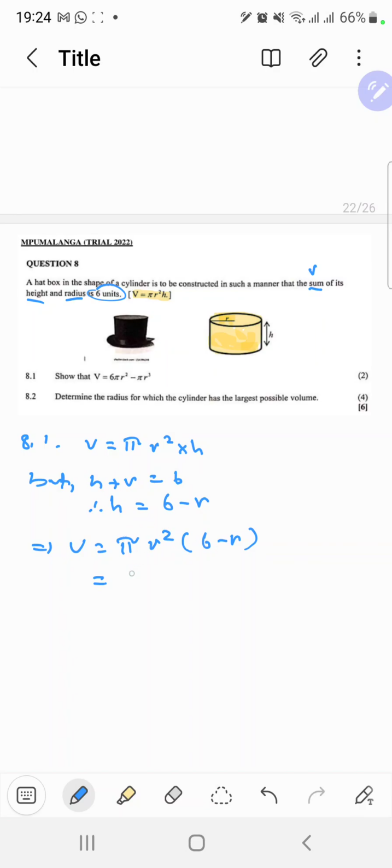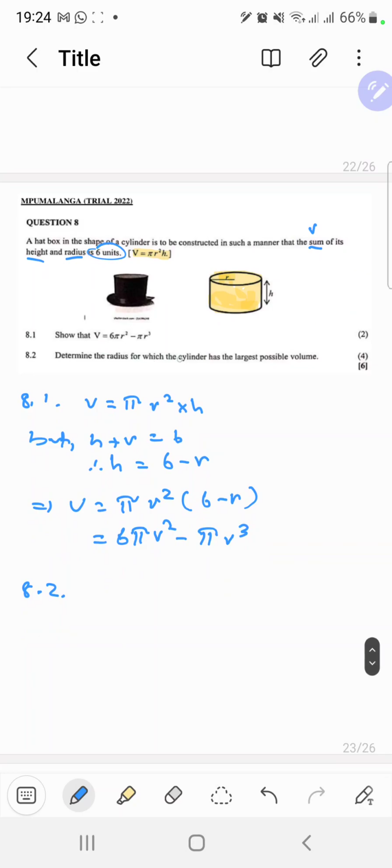So when you multiply by pi r squared here, we get 6 pi r squared minus, and then of course pi r multiplied by r is going to be r cubed. Which is exactly what they said we must show. So that is sorted.